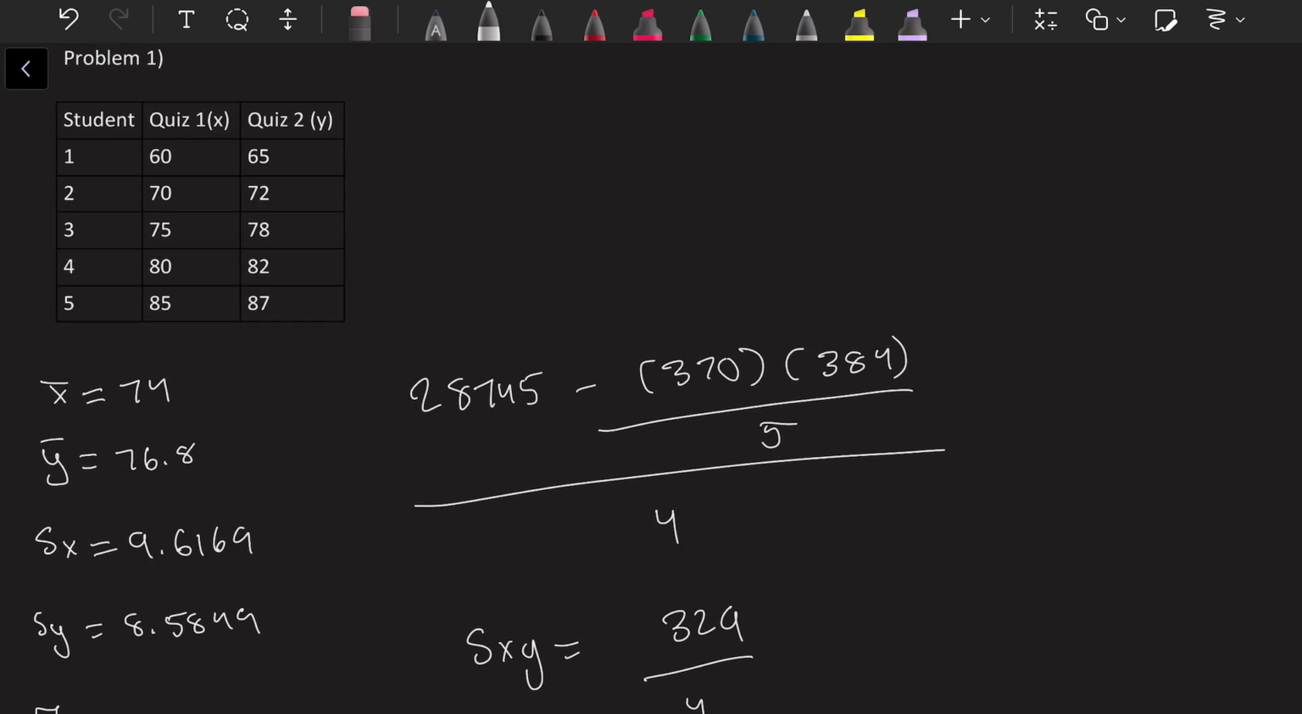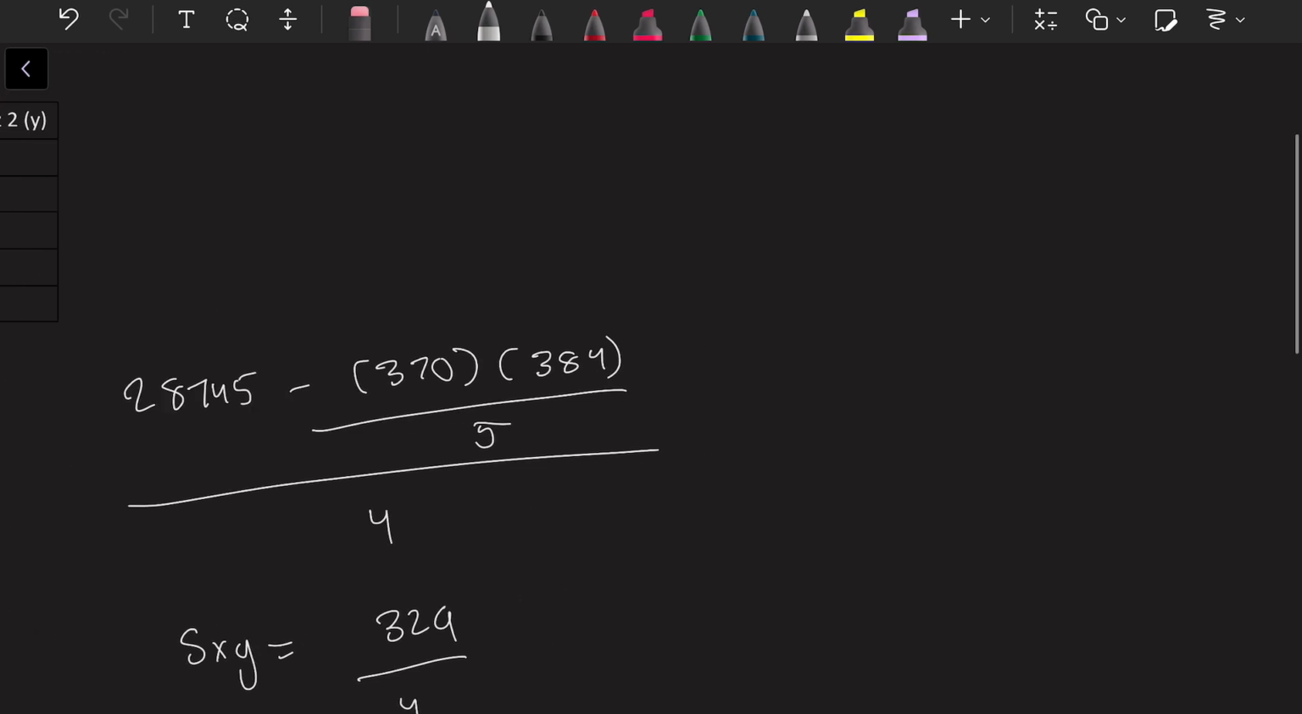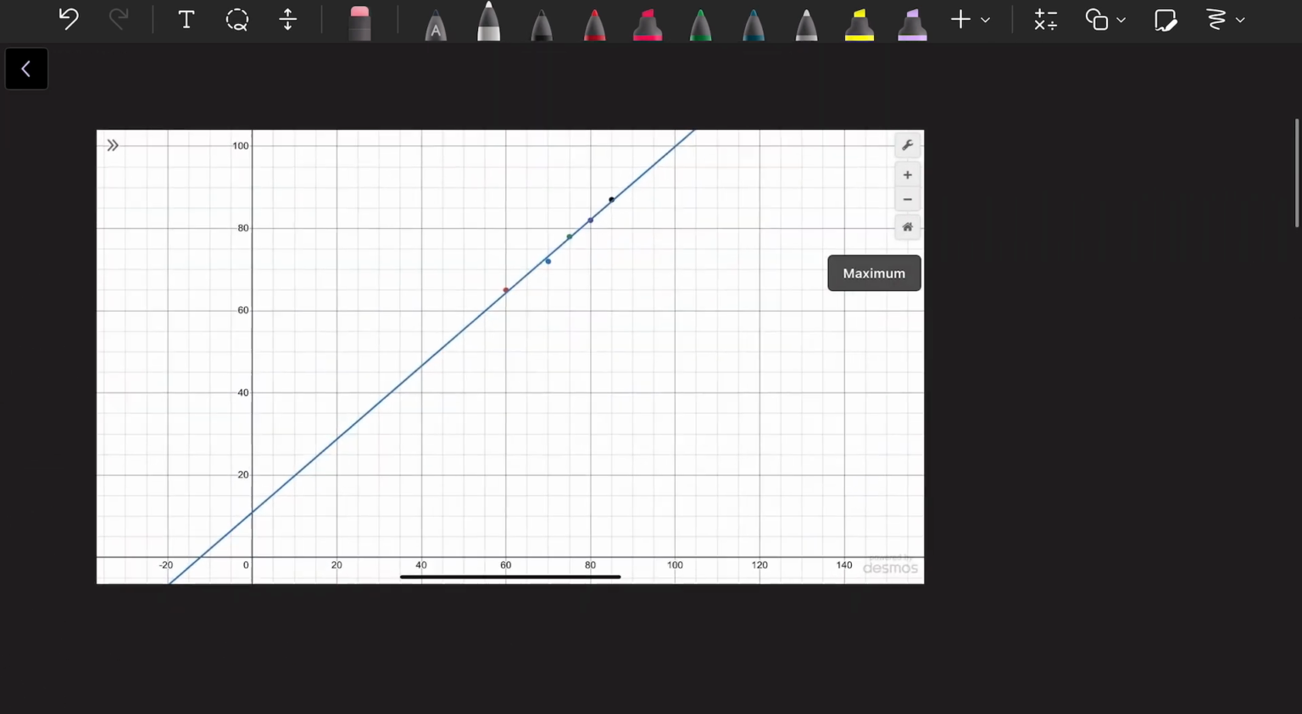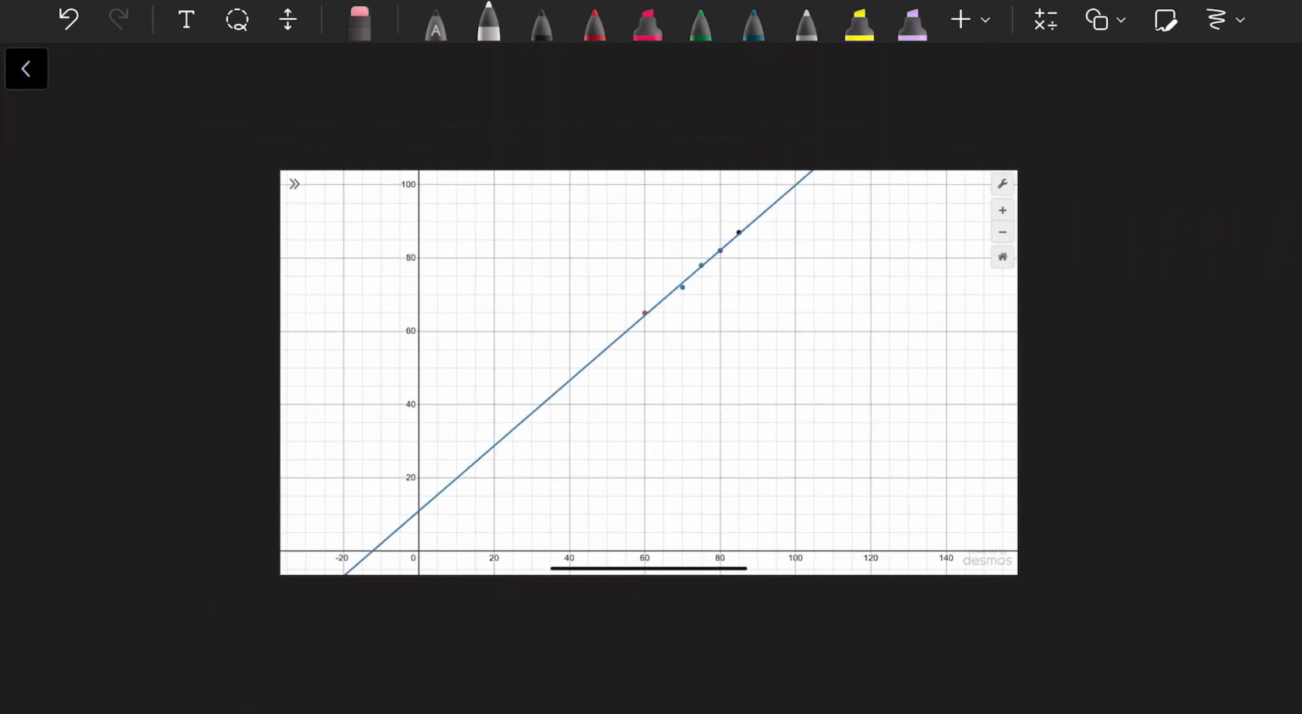Once we find that, we can plug all the units of the graph or the chart into Desmos or whatever you want to use, and then find the regression line. Here's the final product, and your teacher might ask you to describe the relationship, and for this one we could say that it has a strong positive linear relationship.